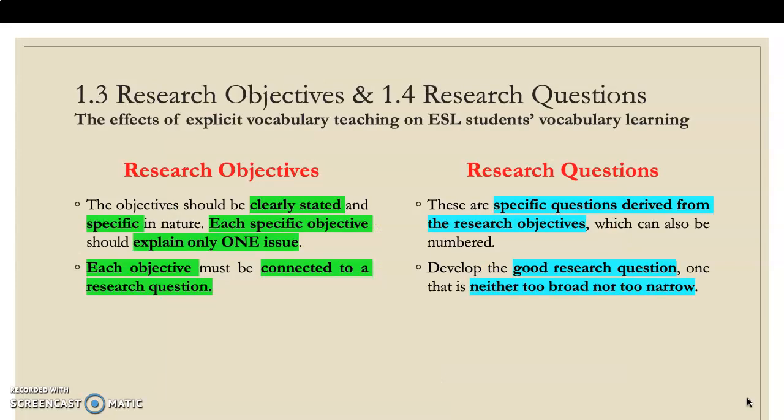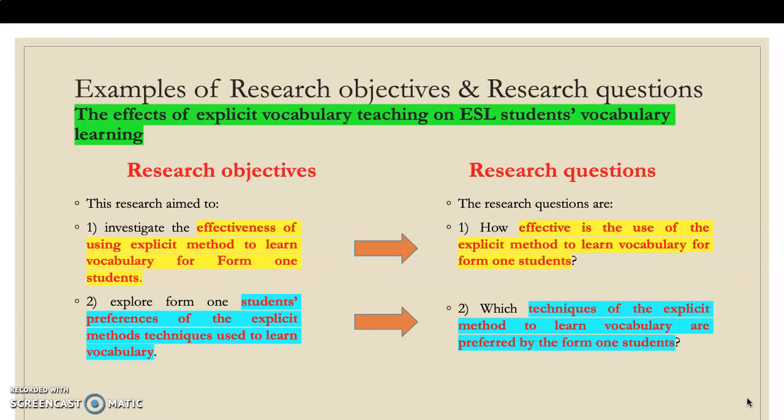Okay, next, research objectives and research questions. The research objectives are the aims of your research. What are the aims of your research? And each research objective will address a research question. Usually people will have two or three research objectives and two or three research questions. So, for example, right, the effects of explicit vocabulary teaching on ESL students' vocabulary learning. We have one research objective, the first one. This research aimed to investigate the effectiveness of using explicit method to learn vocabulary for Form 1 students.